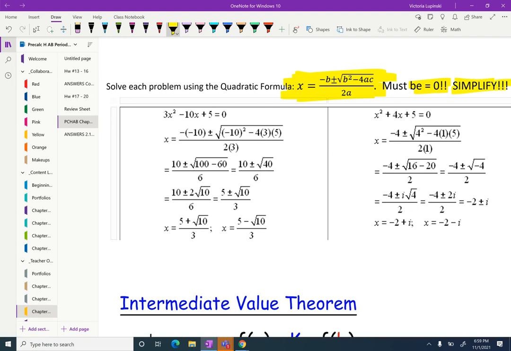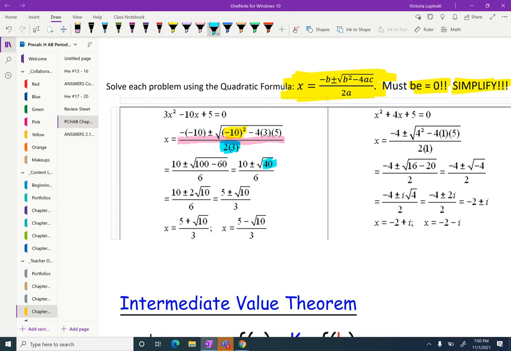So if you take a look at the one on the left, it's just showing you all the different components. Things to make sure you do: the opposite of b. Make sure that you square b on the inside. Make sure that your division bar goes all the way across. And make sure that you multiply 2 times a to get the bottom. I would recommend calculating underneath the square root.